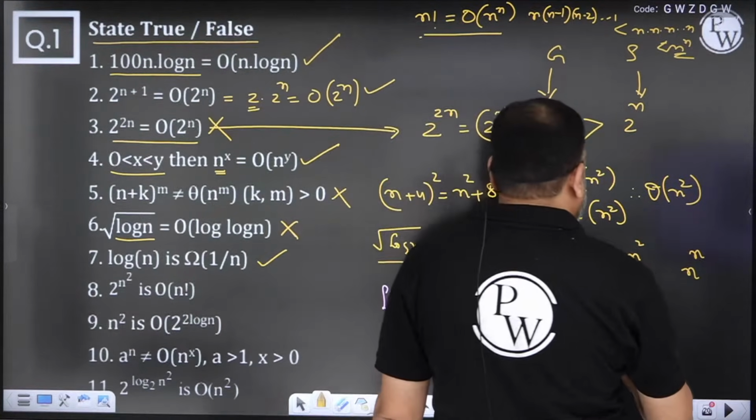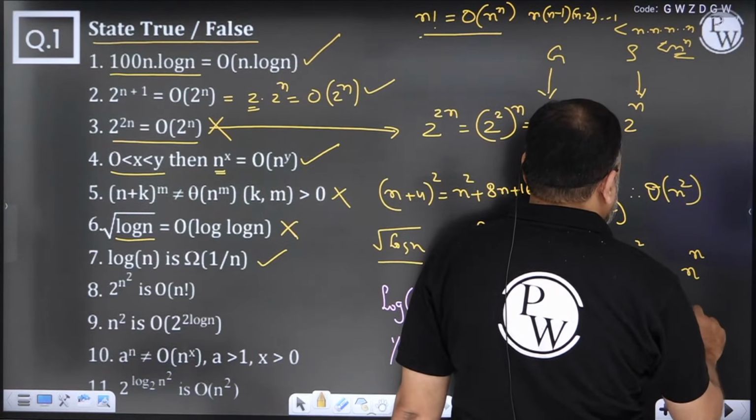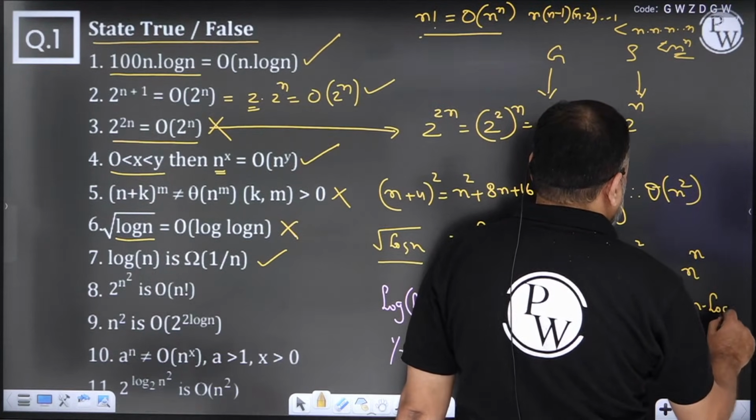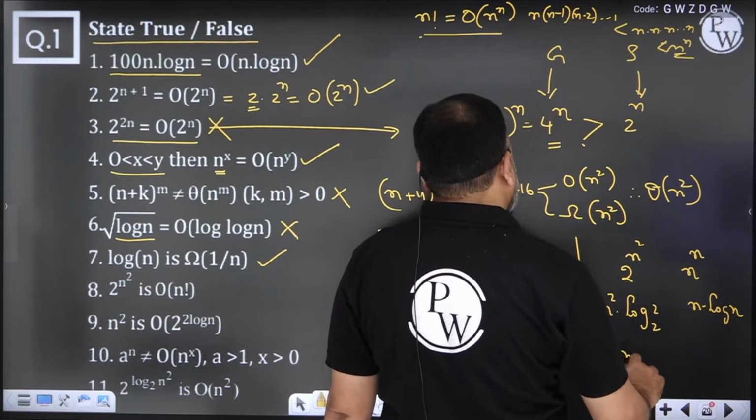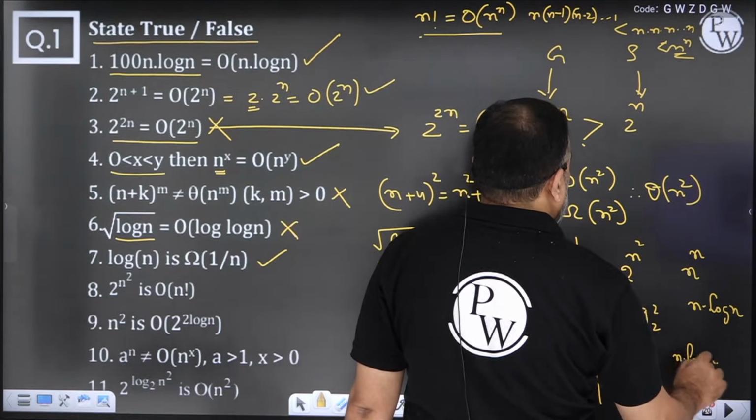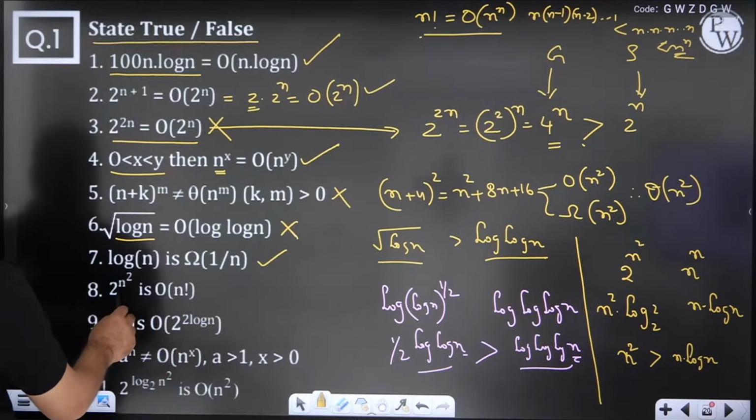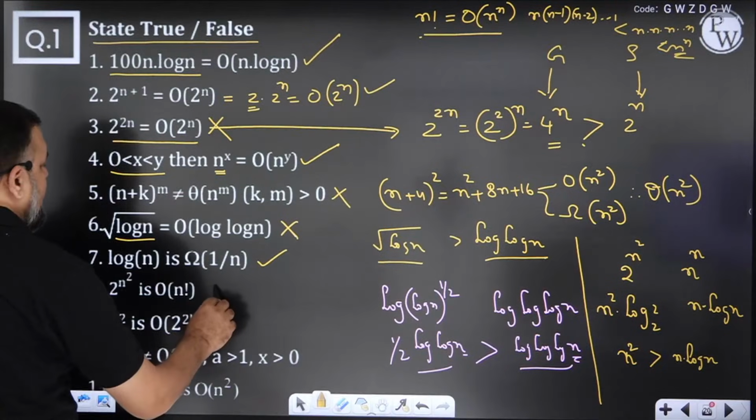If I take log of both, this becomes n square into log 2 to base 2 and this becomes n into log n. Log 2 to base 2 is 1, so this value is n square and this value is n log n. तो मतलब ये हुआ n square is greater than n log n. So therefore this function is greater than n power n, so therefore this is false.